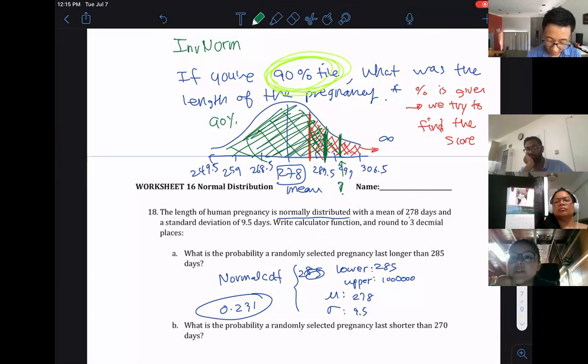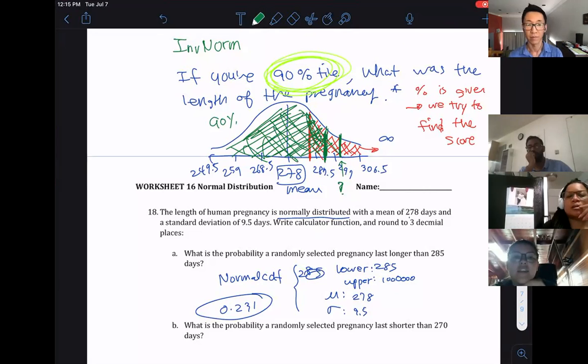Professor, I have a question. For the calculator, I do the inverse norm. Yours gave the option of left. Mine doesn't have that. Yeah, some of you guys don't have it.